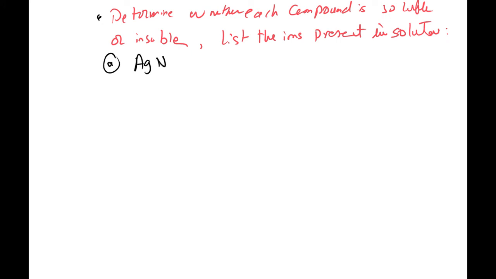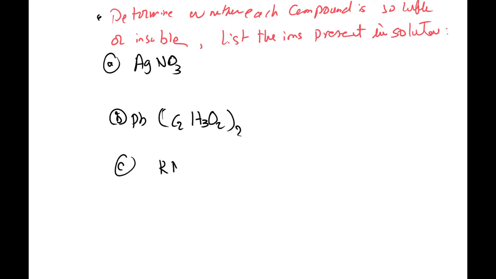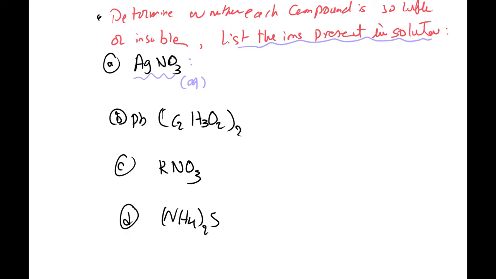AgNO3, B, Pb(C2H3O2)2, C, KNO3, D, (NH4)2S. Okay. Silver nitrate, soluble or not? Going to the solubility table, you will recognize that all nitrates are soluble, so this is a soluble salt. If you say soluble, list the ions present in solution. It has silver positive ions and the nitrate negative ions.